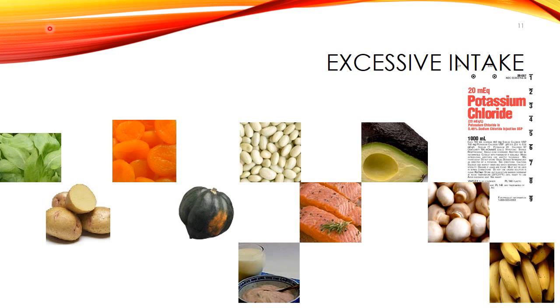So we all know bananas have a lot of potassium in them, but on this screen, bananas have the lowest amount of potassium in them. White beans, spinach, apricots, avocados, baked potatoes, baby acorn squash, salmon, and mushrooms are also all high in potassium. And of course, a person could get too much potassium if they're getting IV potassium in a facility.